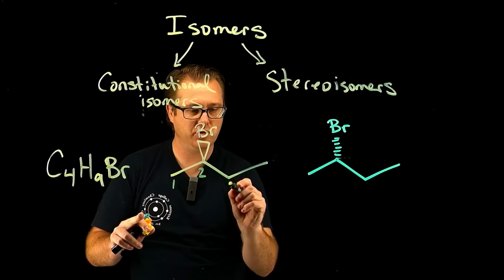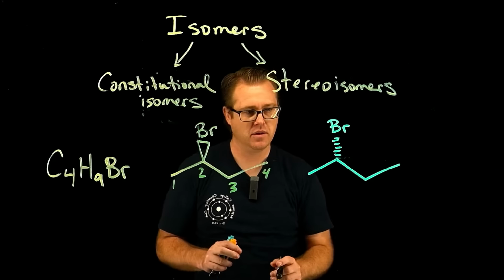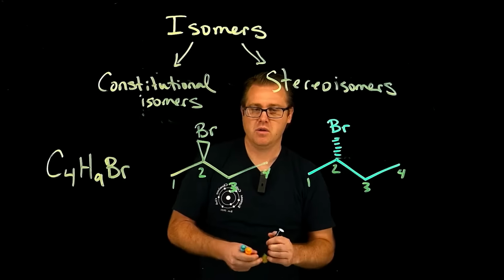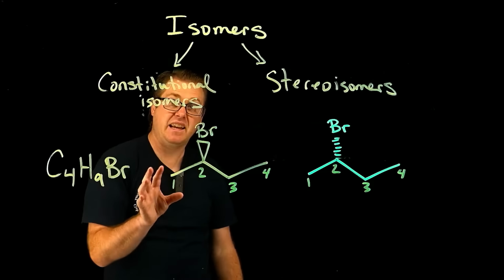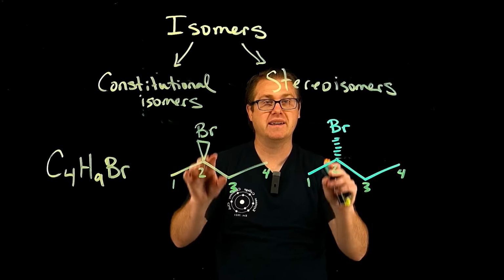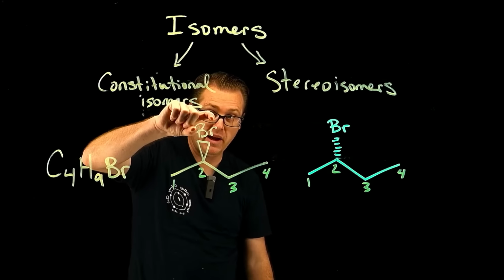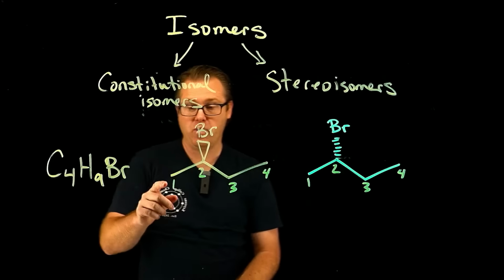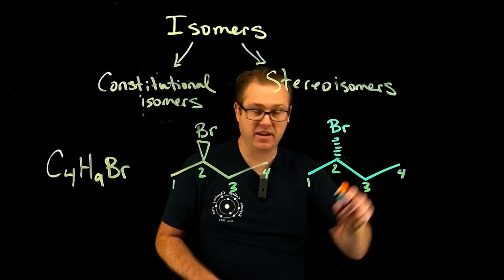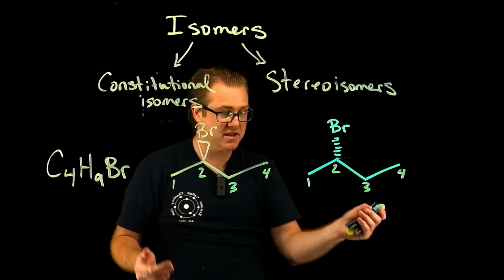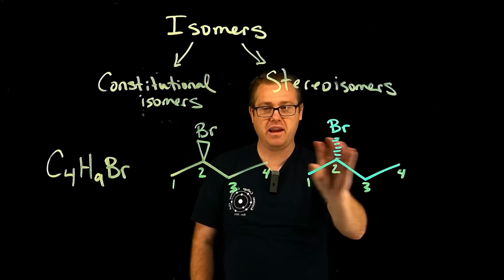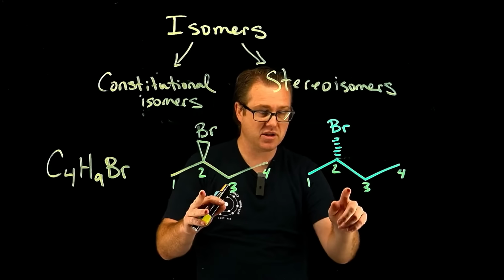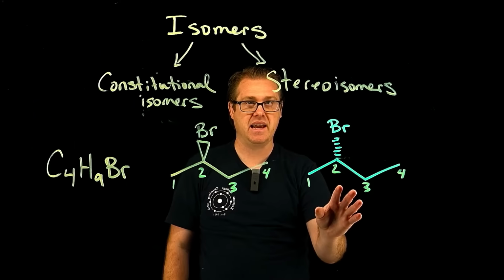Carbon 1, 2, 3, 4. Carbons 1, 2, 3, 4. What do we see? We see the connectivity between these two molecules are exactly the same. The bromine atom is attached to carbon 2. Bromine, carbon 2. We have the same zigzag. All the hydrogens are attached to the same carbons. Everything matches when it comes to connectivity. The chemical formulas are the same. The connectivity is the same.